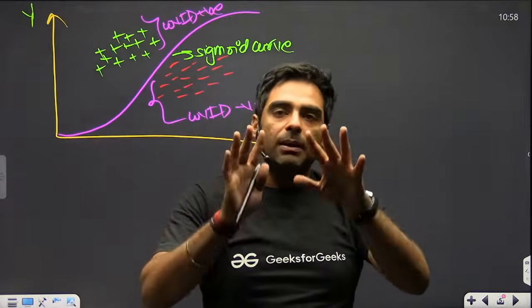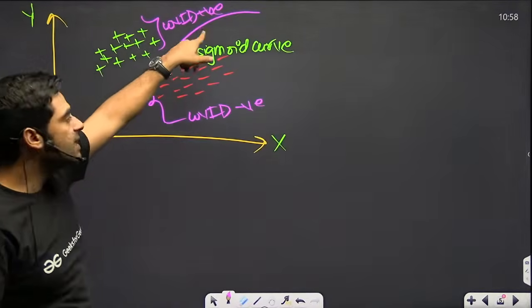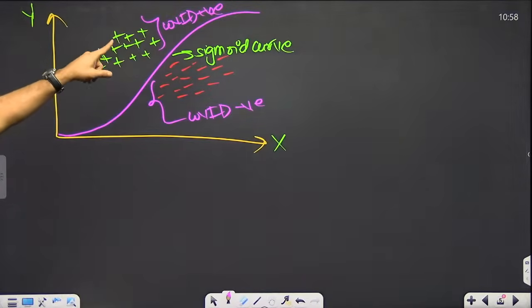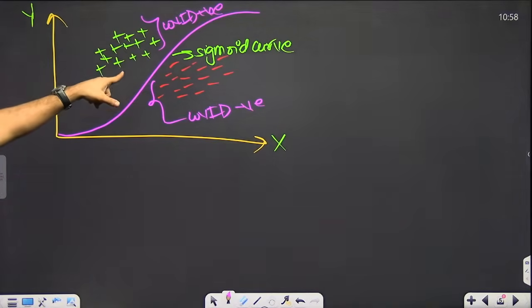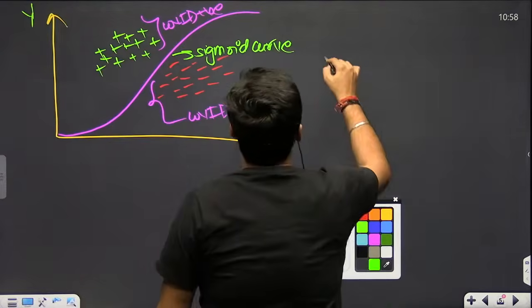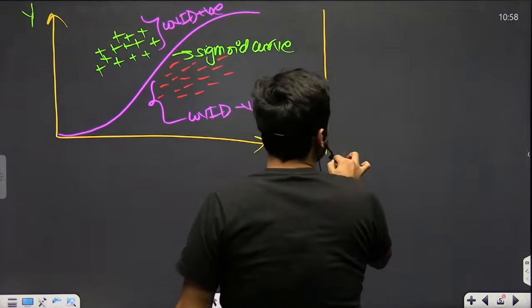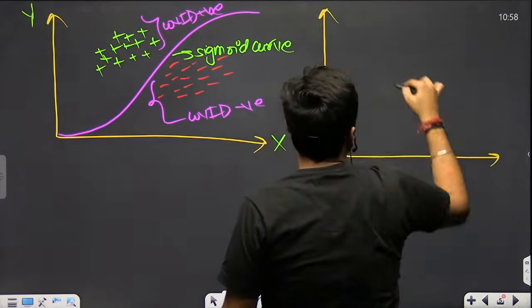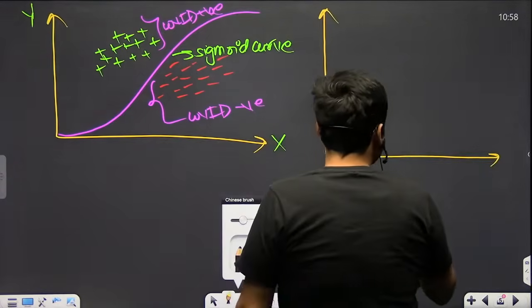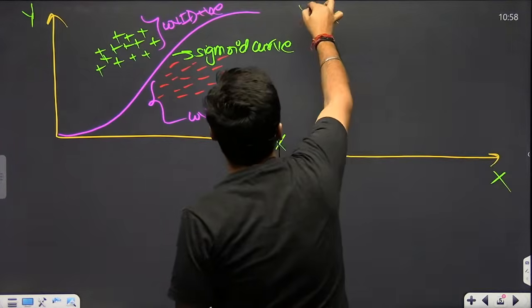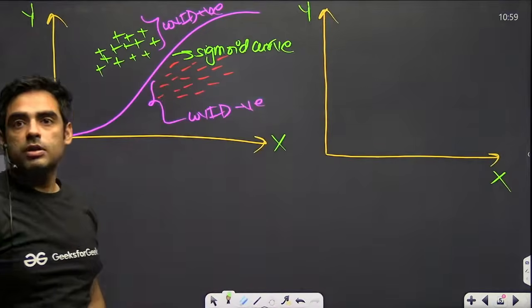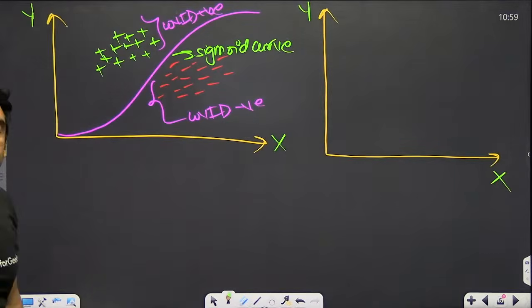Okay, so now, instead of fitting a sigmoid curve, what does a support vector machine do? It basically fits hyperplanes. It says that I would fit a hyperplane. Now the question is why I would fit a hyperplane.